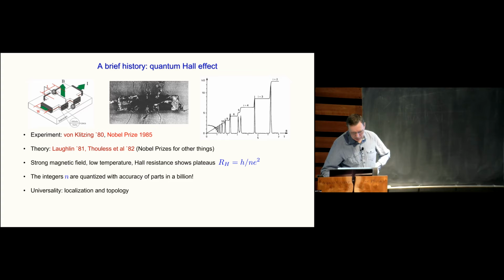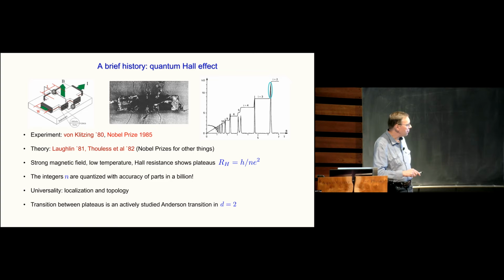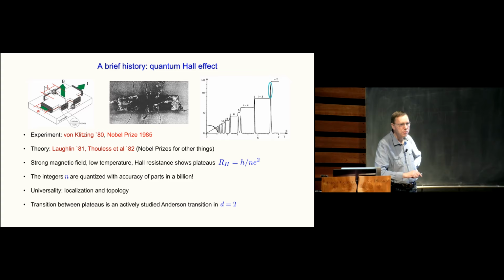Now, what is more relevant to my talk today is that the transition between the plateaus was not explained at that time. It's a very difficult story. In a sense, it's much more difficult to explain what happens here than what happens on the plateau. And this is an example of an Anderson transition in two dimensions. Like in the original Gang of Four paper, we now know that there are some transitions in 2D which fall in the same category of Anderson transitions. This is still an actively studied Anderson transition. We still don't know the full story of that transition.